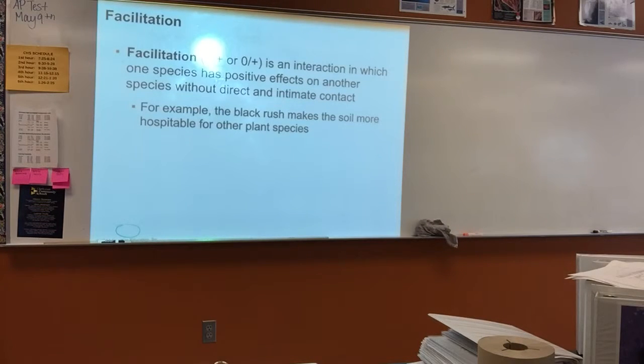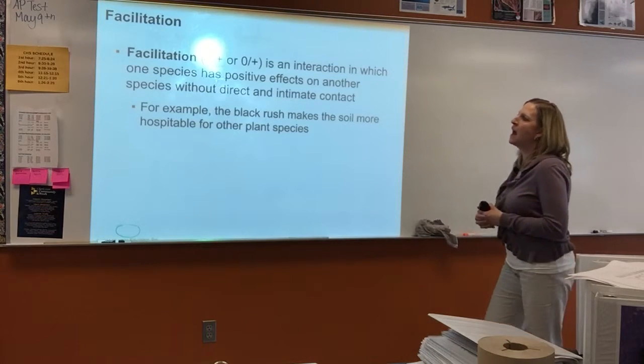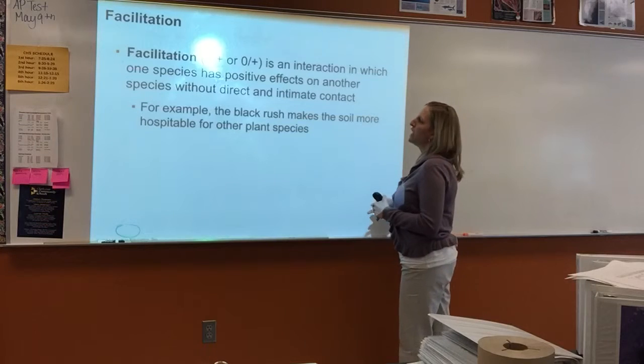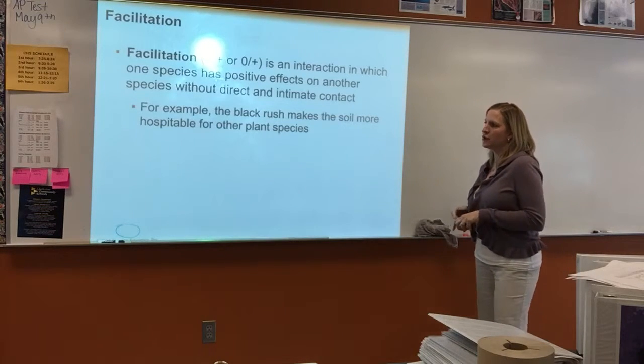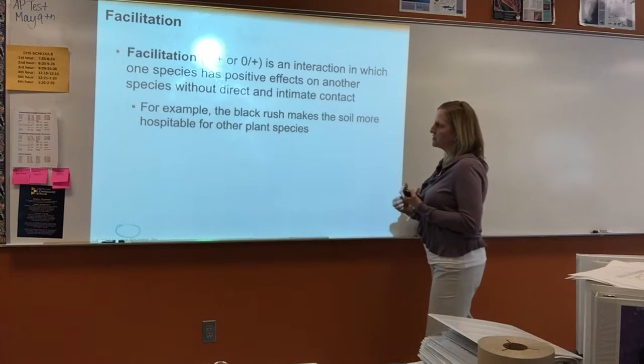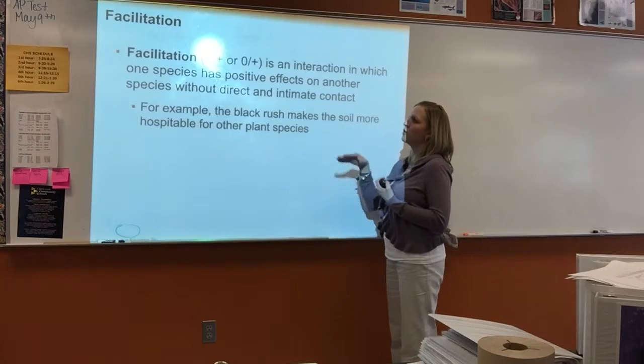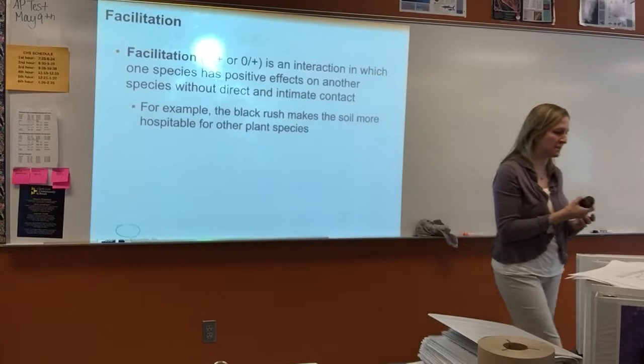All right? And then this is not an example of symbiosis, so we're done with the examples there. This is a separate type of interaction called facilitation. Positive or neutral-positive interaction in which one species has positive effects on another species without direct and intimate contact. For example, the black rush is a plant that makes the soil more hospitable for other plant species.